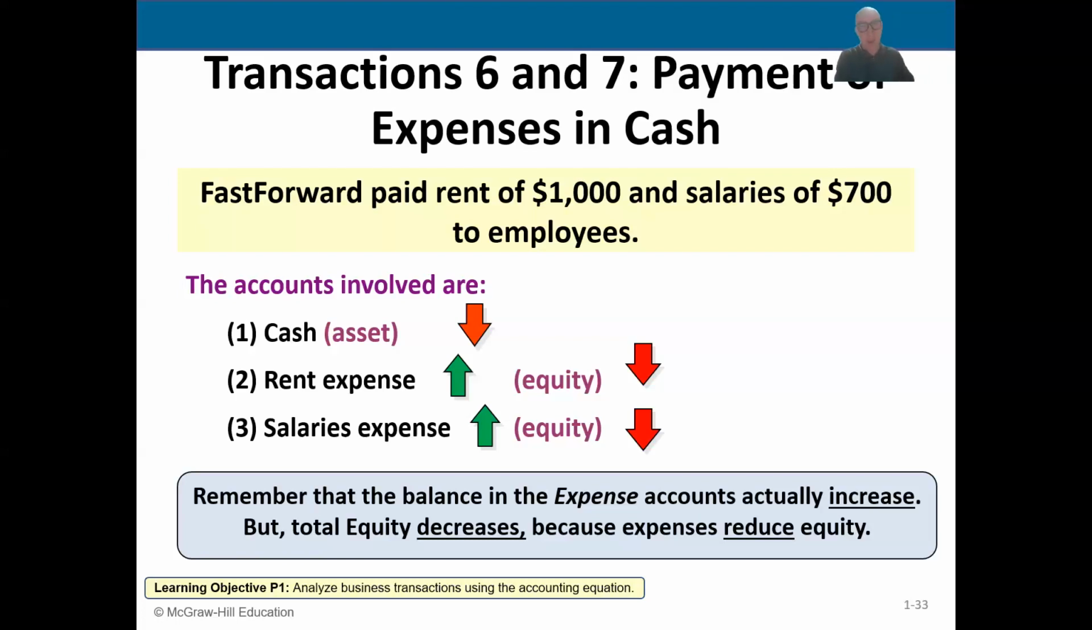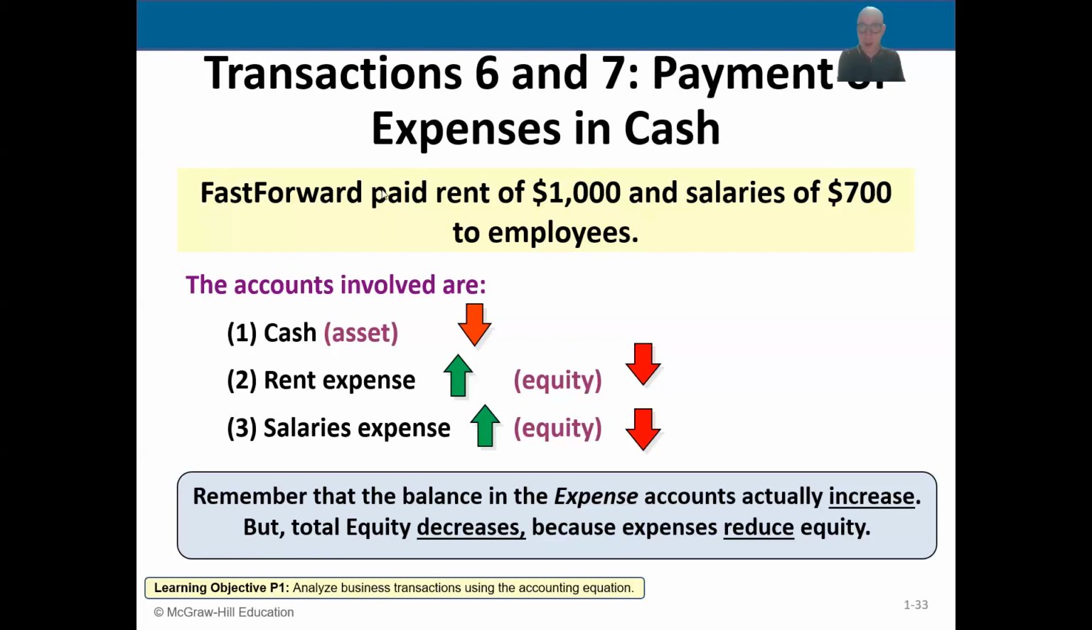Okay. Cash went down because I paid rent and salaries. I paid my rent. I paid my expenses, my salaries. Rent expense. Salaries expense. These are, of course, expense accounts. Expense accounts fall under equity. Expense accounts reduce total equity based off of the expanded accounting equation.